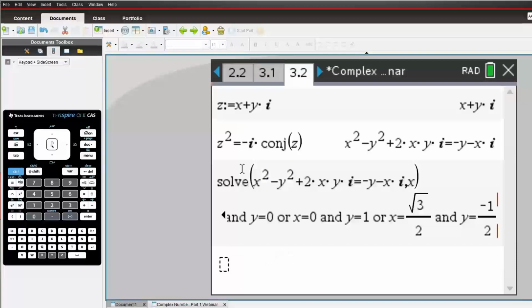So notice that I can solve here the equation I obtained using just algebra solve. I do not need to use cSolve because we are solving for x and y, and the calculator quotes real parts and it quotes imaginary parts, so cSolve is not necessary. But if you do use cSolve, it will also work for you.